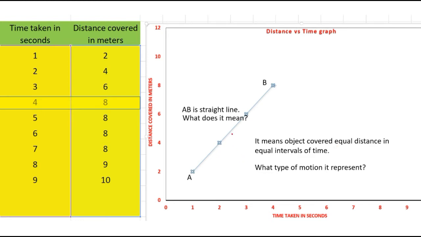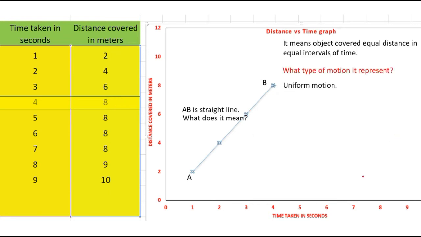It represents a uniform motion. Right, it represents a uniform motion. So the definition of uniform motion is a motion where a body covers equal distance in equal intervals of time. So this represents a uniform motion. Right, so we shall take this portion a little higher here on the top.